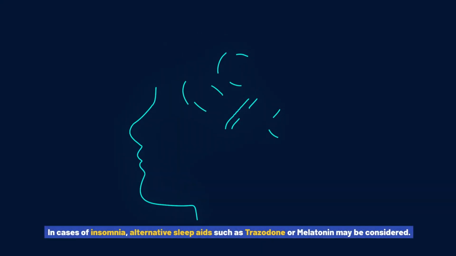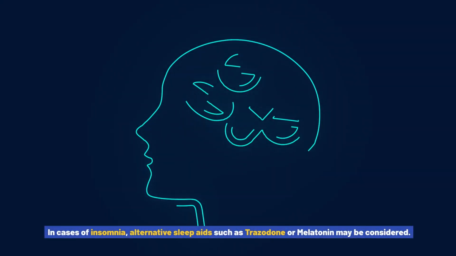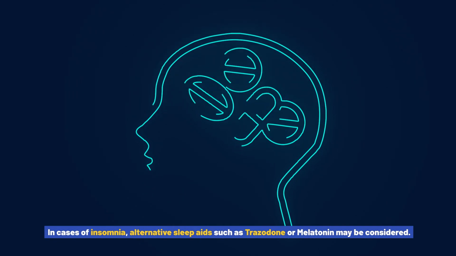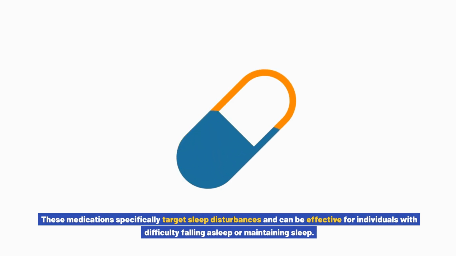In cases of insomnia, alternative sleep aids such as trazodone or melatonin may be considered. These medications specifically target sleep disturbances and can be effective for individuals with difficulty falling asleep or maintaining sleep.